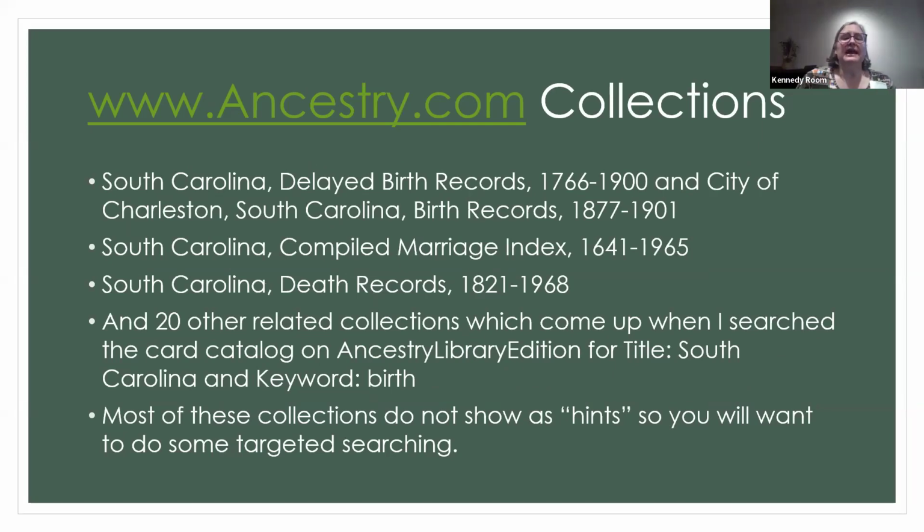You may find some things on Ancestry.com. There are collections. I did a search in the card catalog. Under search, go to the card catalog and title South Carolina, keyword birth, and got a whole bunch of stuff. So there's South Carolina delayed birth records from 1766 to 1900, City of Charleston, South Carolina birth records 1877 to 1901, compiled marriage index 1641 to 1965, death records 1821 to 1968, and many others.